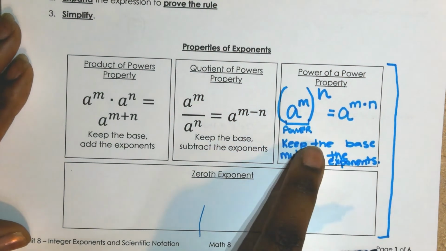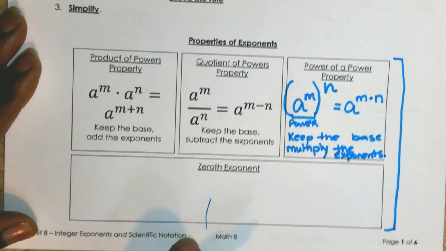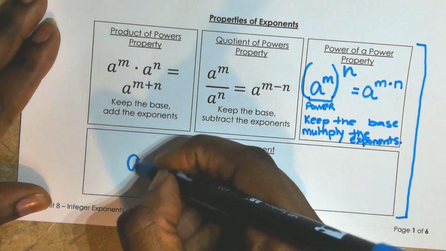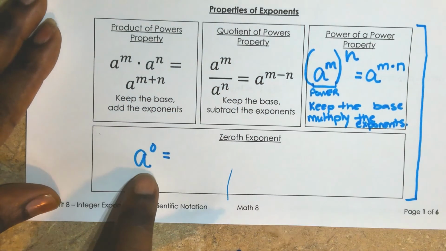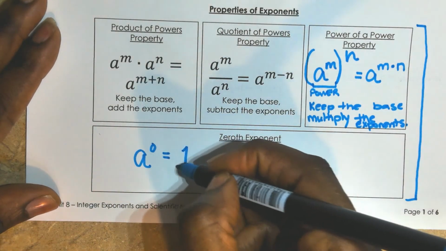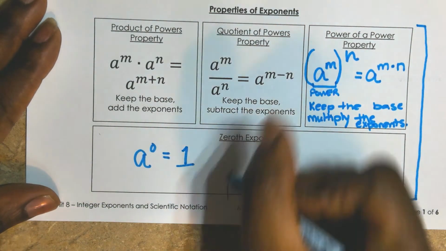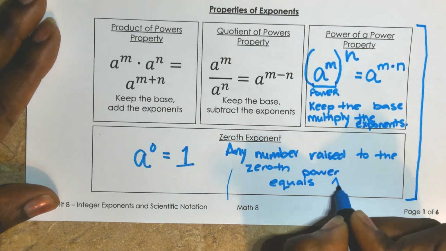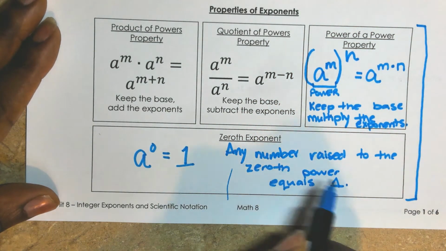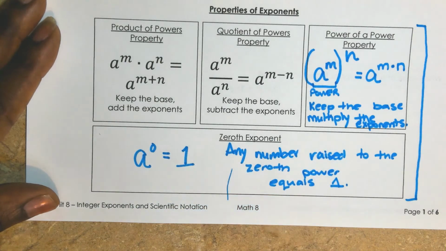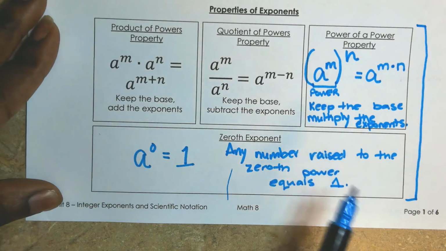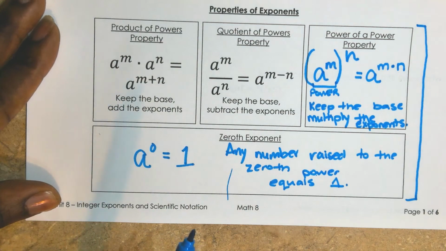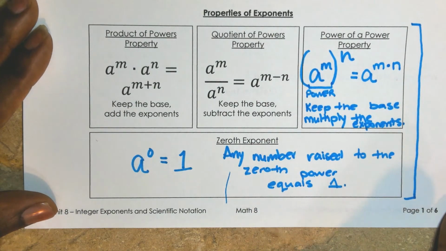Alright, so that is the power of a power property and the 0th exponent property. No matter the number, if it's raised to the 0th power, it's going to be equal to 1. Alright, so that says 1, by the way. Make sure you copy this down in your notes and send it to me via Google Classroom, along with the activities on the back. So pause the video now so you can get this down.